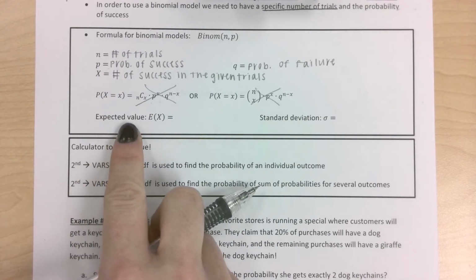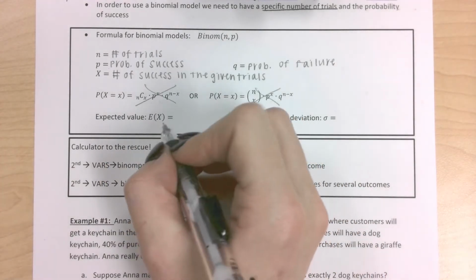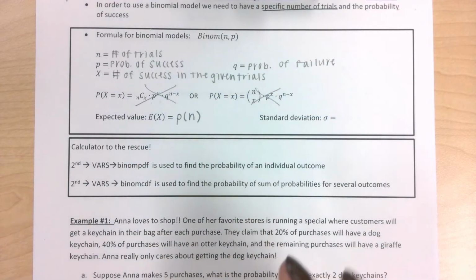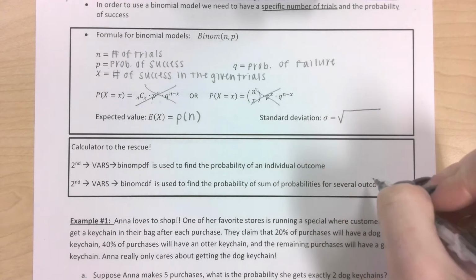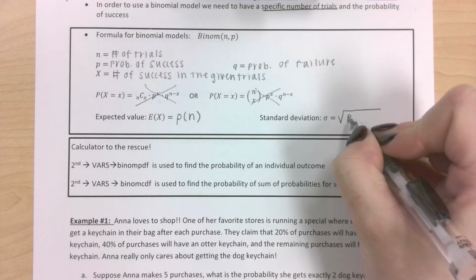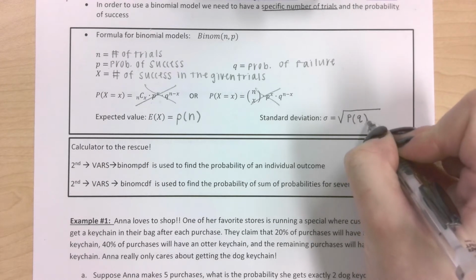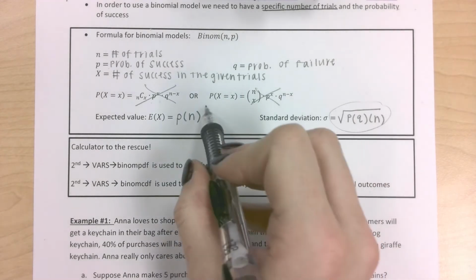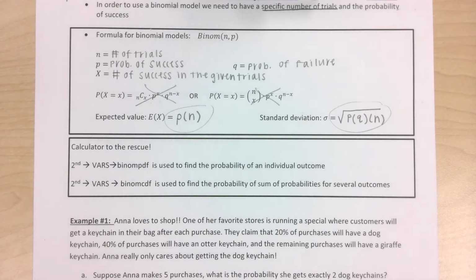Okay, they might again ask you to find the expected value. To find that expected value, you're going to take P, the probability of success, and multiply it by the number of trials. To find standard deviation, I'm going to square root the probability of success times the probability of failure times the number of trials. Okay, again, these formulas will be given to you, so you do not need to memorize them. They'll be given to you on the exam.